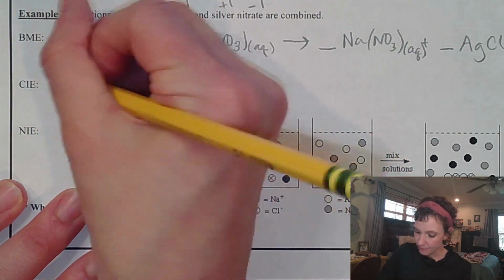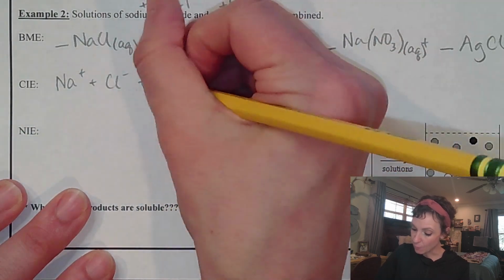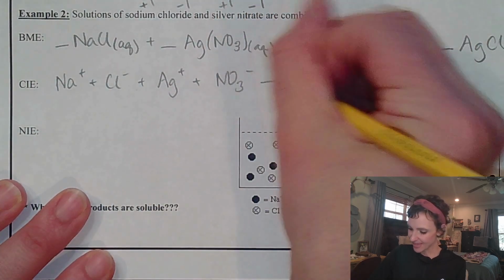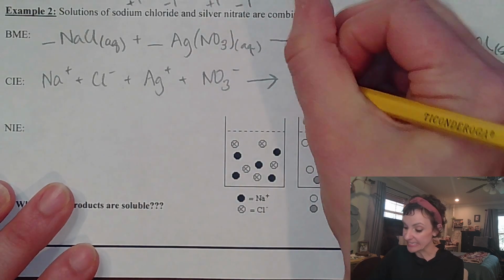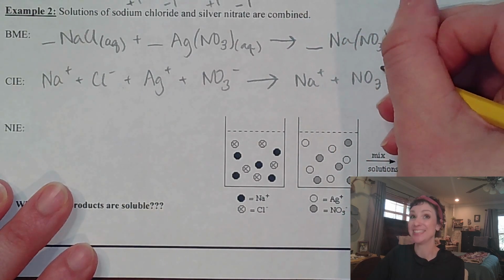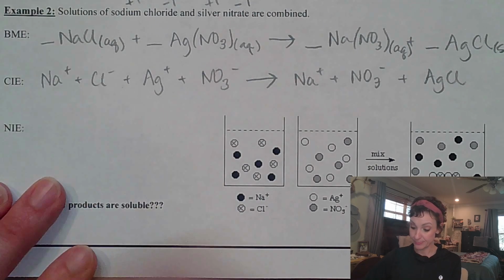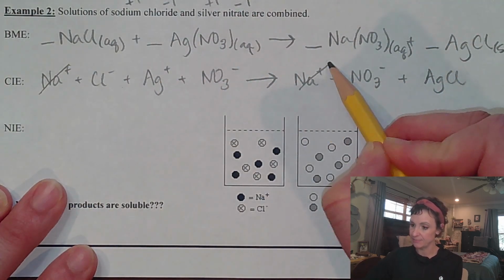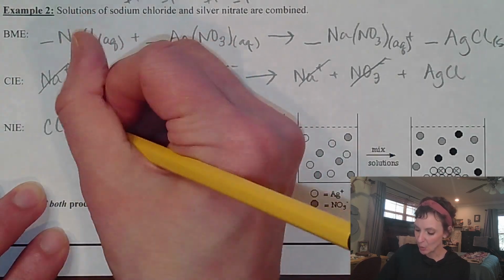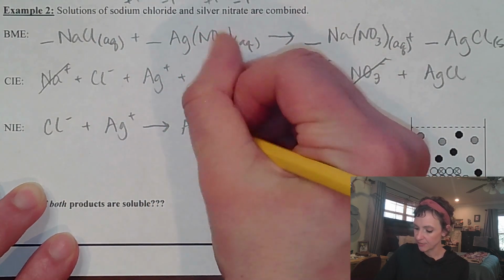Now for my complete ionic equation, blast apart all of the aqueous guys into ions. So I have 1 sodium ion and 1 chloride ion, and then I have 1 silver ion and 1 nitrate ion. And then on my product side, the only one that ionizes is the sodium nitrate, where I have 1 sodium ion and 1 nitrate ion, and then my silver chloride stays together as my precipitate. Canceling off my spectators of sodium and nitrate on both sides, I have my net ionic equation just as chloride ion combining with the silver ion to make silver chloride.